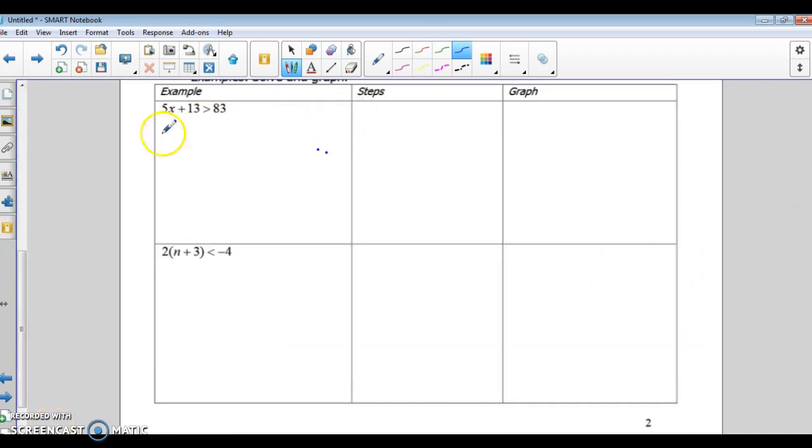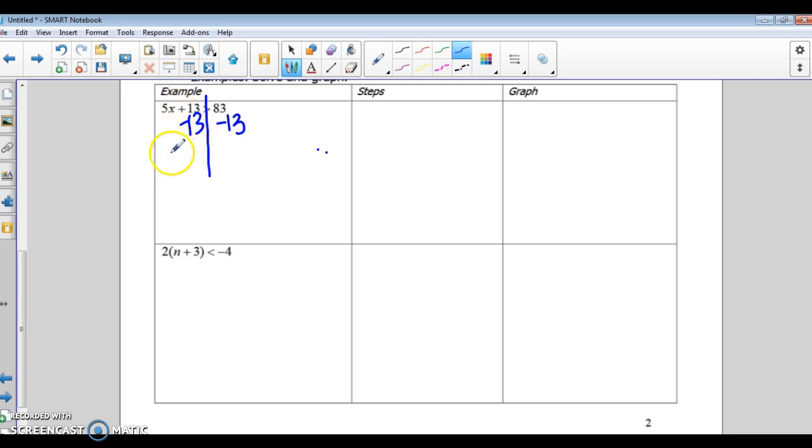Okay, so the first question is 5x plus 13 is greater than 83. So we put a line through it as we did before. If I want to solve for x, what do I need to get rid of first? We need to get rid of 13 from both sides. So subtract 13, subtract 13. We don't have to distribute, we don't have to combine like terms, we don't have to move the variable. So we just move right into the subtraction property of inequality. Then we subtract 13 from both sides.